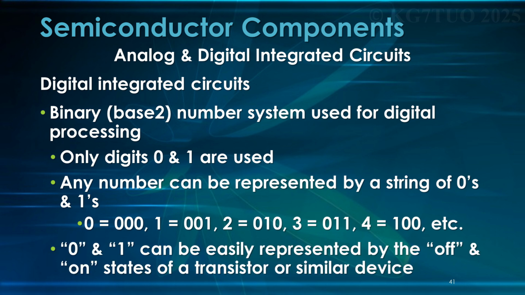It's sequential. 0 and 1 can be easily represented by the off and on states of a transistor or similar device, because a transistor turns things on and off, right? So if we line up a bunch of those in the correct sequence, we can put out a binary string.